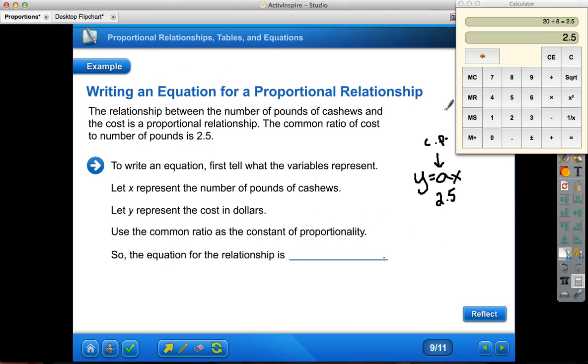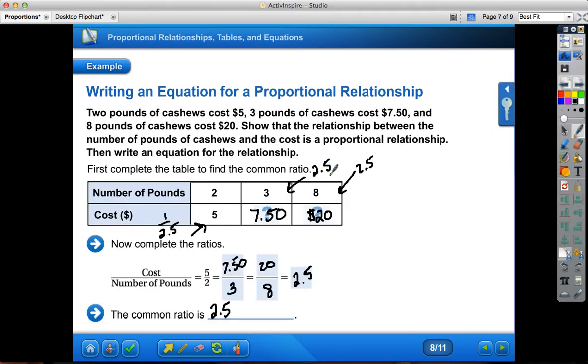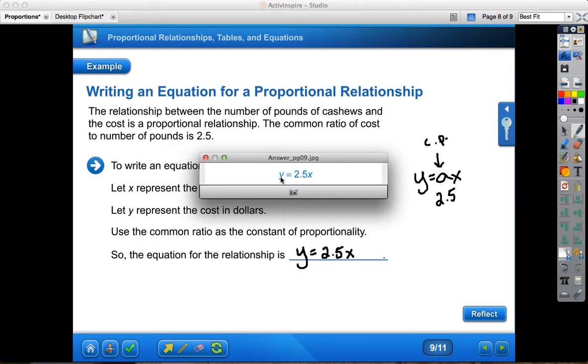That doesn't change. And we saw that it didn't change when we made our table and figured out that the breakdown is always 2.5. So because this doesn't change, it is the constant. So x is going to represent the number of pounds of cashews. Y is going to represent the cost in dollars. And then we're going to use the common ratio, the constant, as the constant of proportionality. So the equation of the relationship would be y equals 2.5 times x. Okay. So y, the cost, is equal to 2.5 times the amount of cashews you buy.